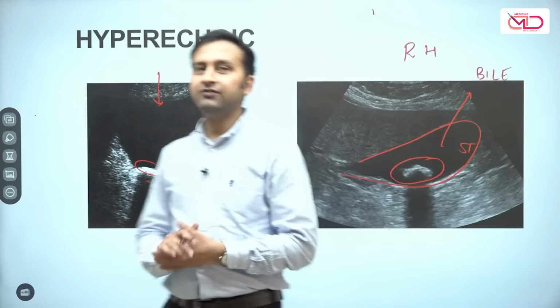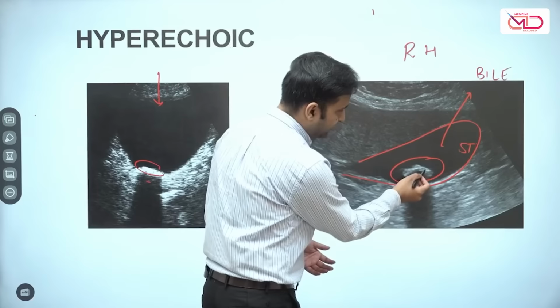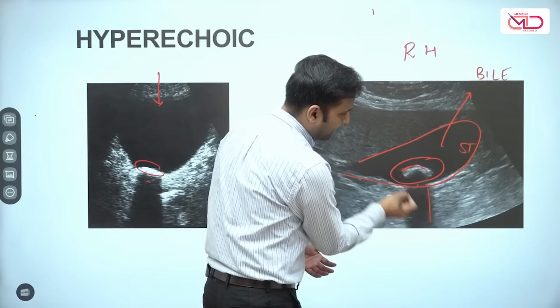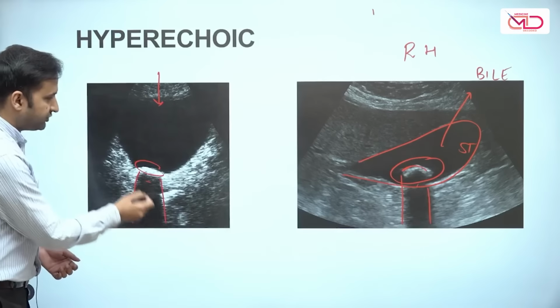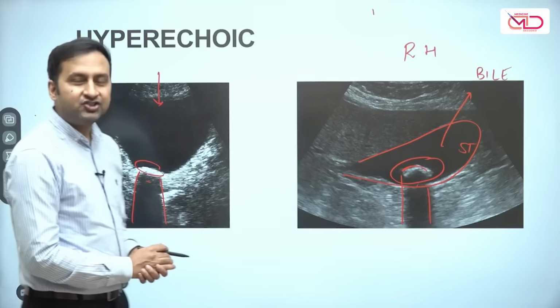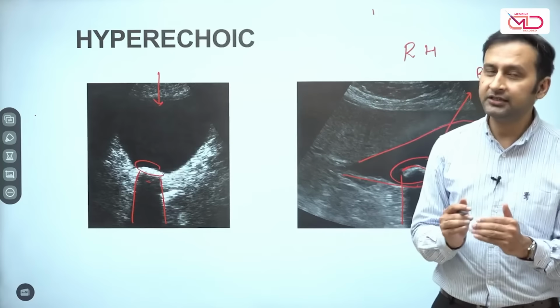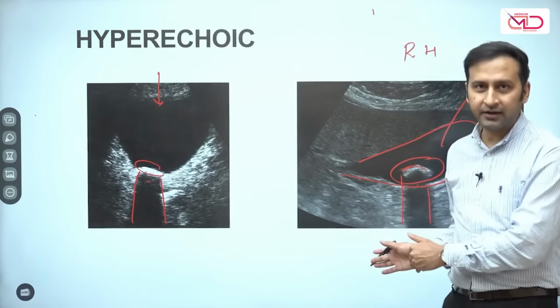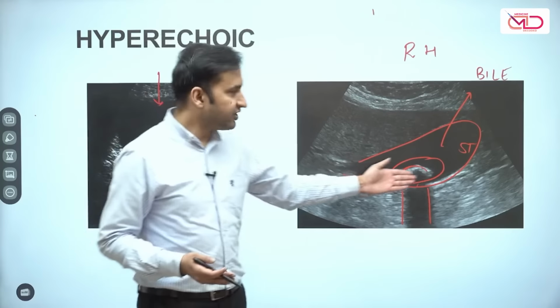Now, one more thing which you all also need to see is that just beneath this particular stone is a black colored shadow. You can see that there is a black colored shadow which is produced by the stone. Now, why is this shadow being produced? It is being produced because it is a very strong structure. It doesn't allow any sound waves to pass beyond it. All the sound waves are reflected, and as a result, we cannot image anything beyond it.